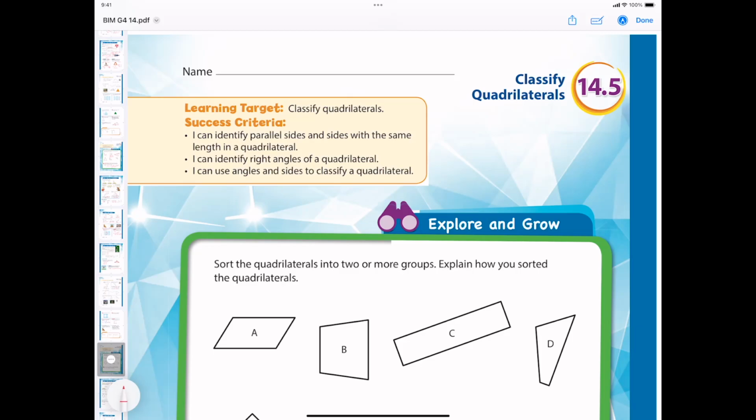This lesson is 14.5, classify quadrilaterals. So far, we were learning about triangles for 2 lessons. Now, this is our last lesson of the entire year. Okay, congratulations. And this is the last one.